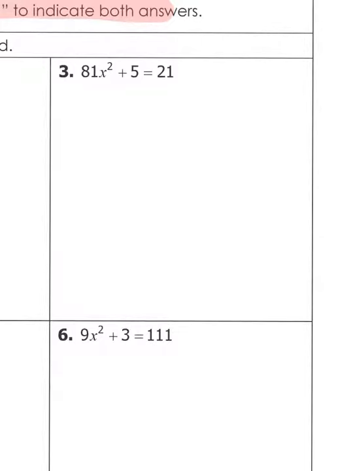Okay, so if you paused the video, you should have gotten a fraction answer, actually 2 fraction answers. So I'm going to subtract 5 from both sides. I get 81x squared equals 16. I cannot take the square root of both sides right now because there's this 81 in front of the x squared. So you have to take care of that by dividing the 81 to both sides.